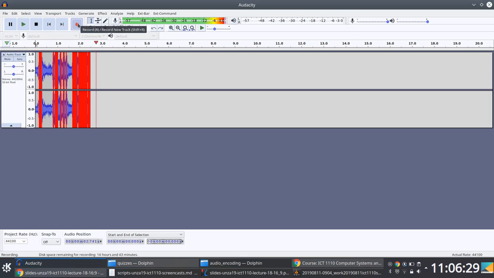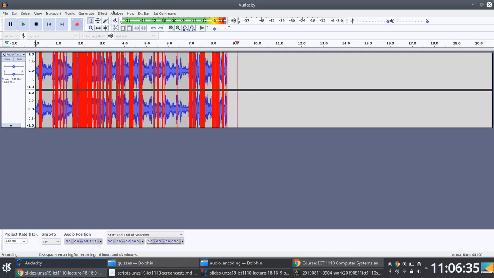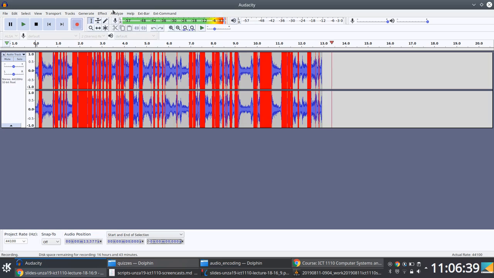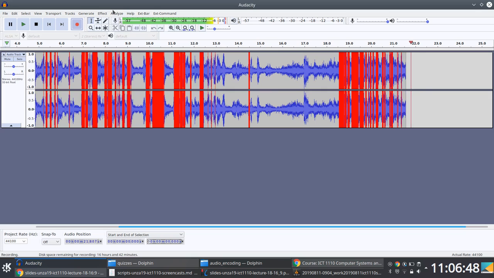I don't know if you're seeing this. I'm recording myself, and you notice what Audacity does. Depending on the pitch of my voice, if I scream a lot louder, you notice that this is the waveform I'm talking about, right? This is the sound wave that I'm talking about. Now this is just visualizing what's happening here.